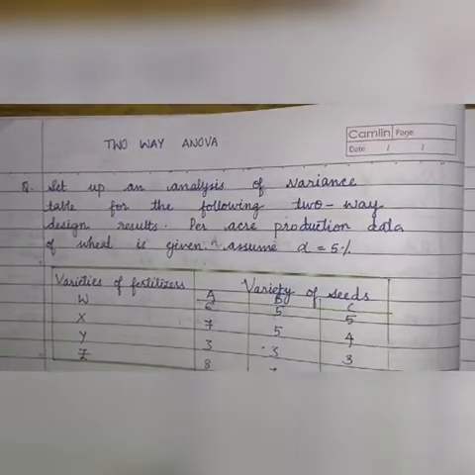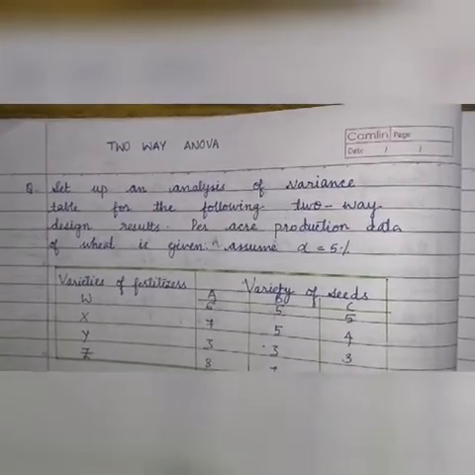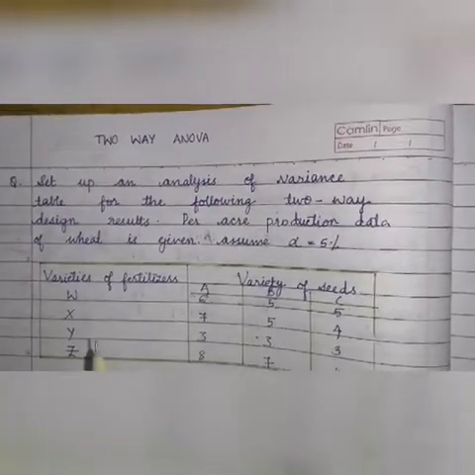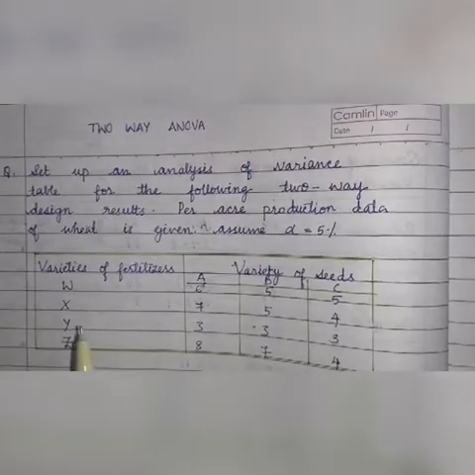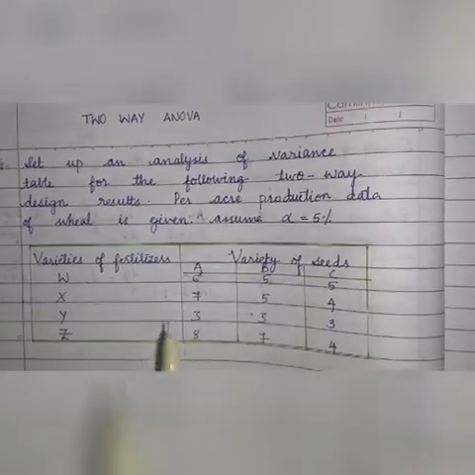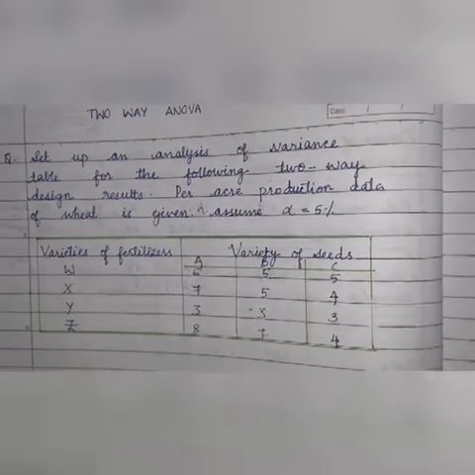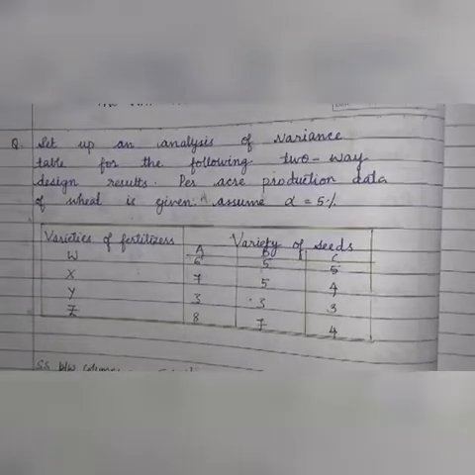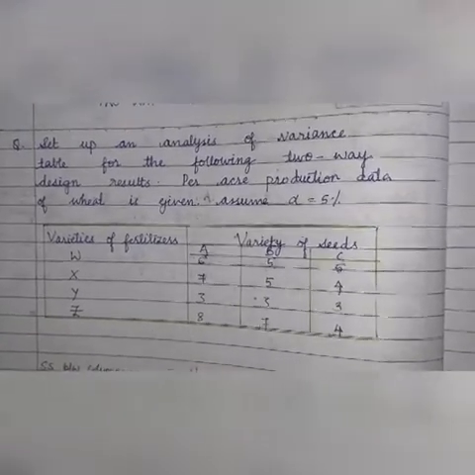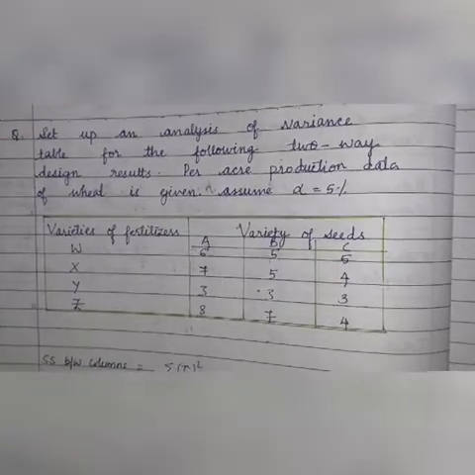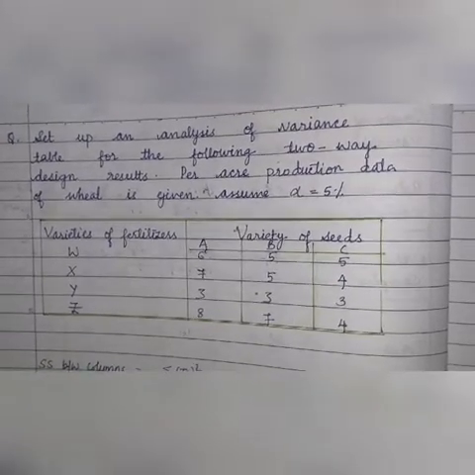Now, in this two-way ANOVA, we have two attributes to check. So, in this question, if you consider that we have to check the variances against variety of fertilizers and variety of seeds, then in two-way ANOVA you will calculate two F ratios. The first one is for the variety of fertilizers and the second one is for the variety of seeds. So the variances for two attributes have to be calculated.